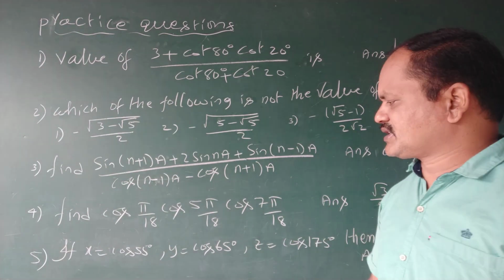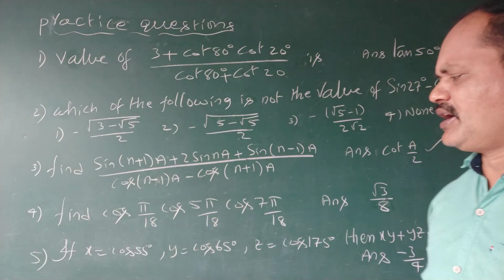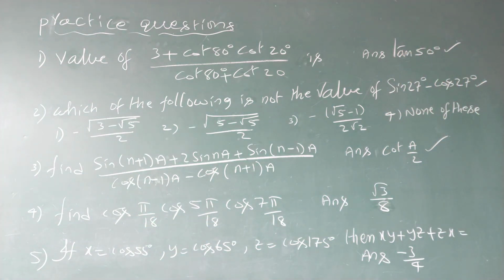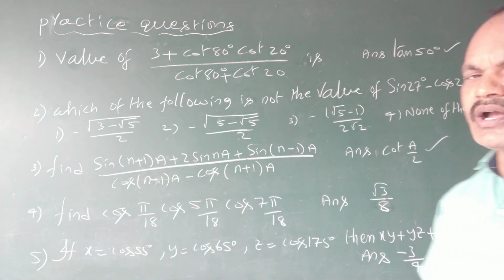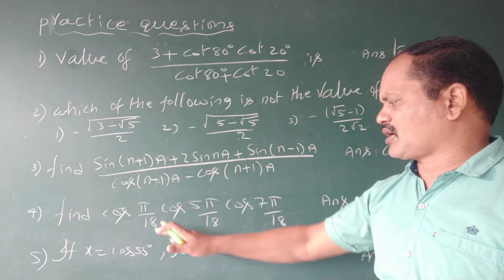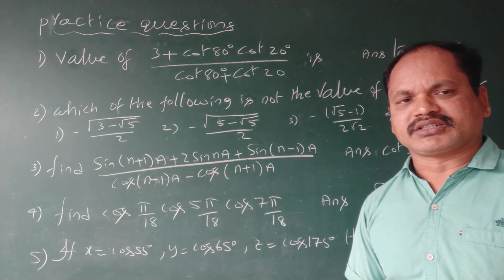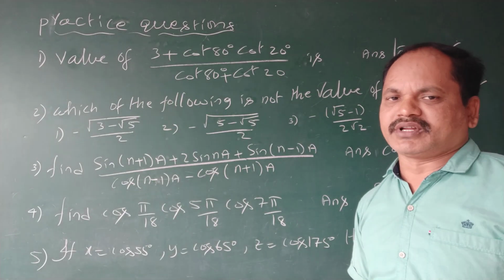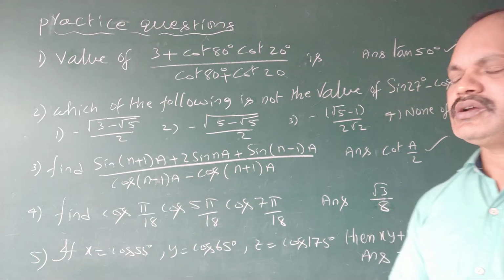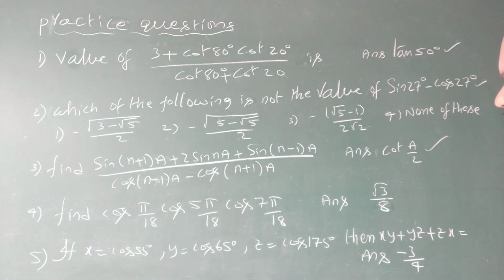Next, find cos pi by 18, cos 5 pi by 18, cos 7 pi by 18. Pi by 18 is 10 degrees, so it is cos 10, cos 50, cos 70. That can be written as cos theta, cos (60 minus theta), cos (60 plus theta). Then the formula is cos theta cos (60 minus theta) cos (60 plus theta) is 1 by 4 cos 3 theta. Like that we get root 3 by 8.